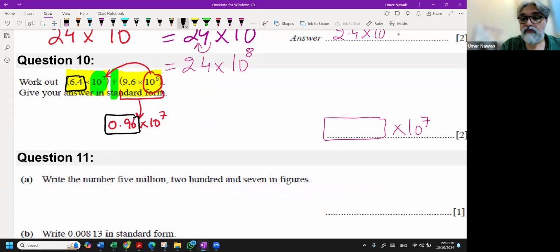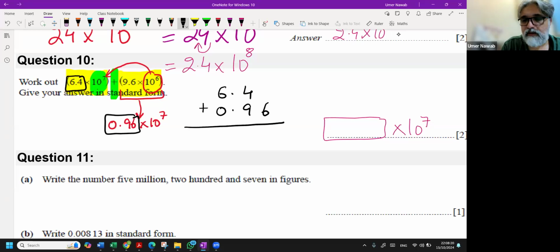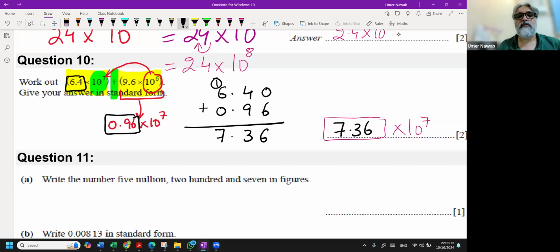Can you write them vertically? 6.4 on the top, plus sign, and 0.96 here, and add them up. All right, a 0 here, 0 plus 6 is 6, 9 plus 6 is how much, guys? It's 13, 3, 1 carry. And it gives you 7.36. So I'm going to write here 7.36 into 10 raised to the power 7. Wonderful. Our answer came in a standard form.